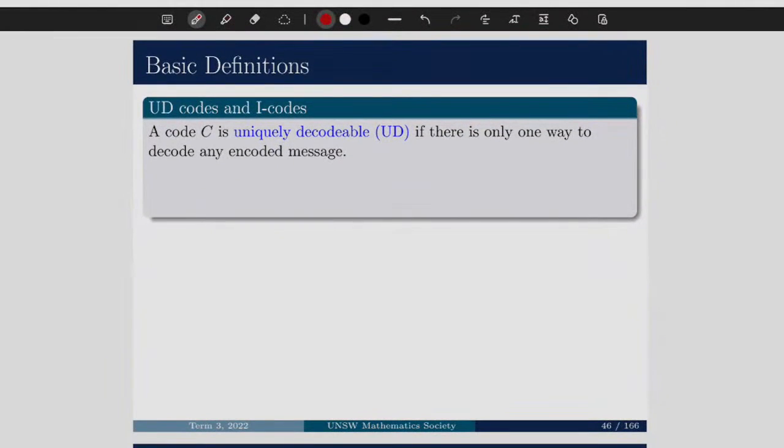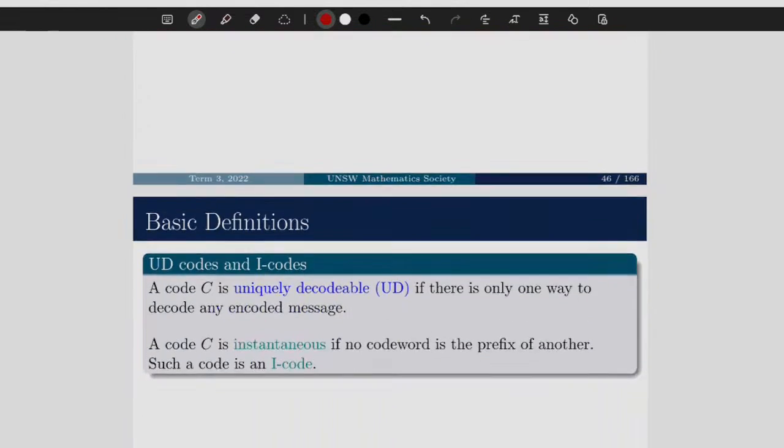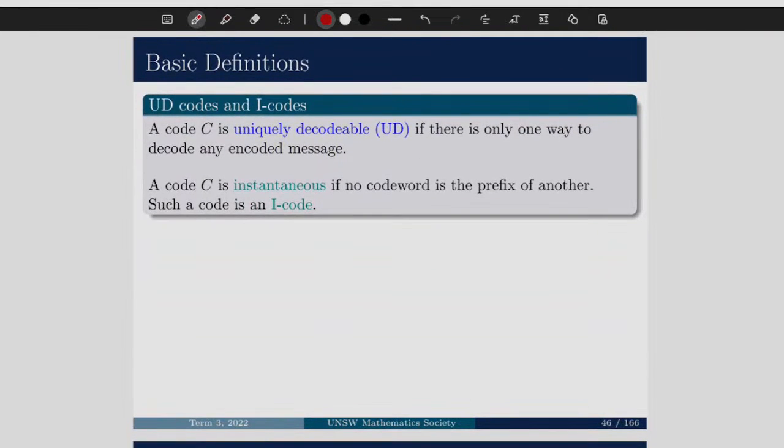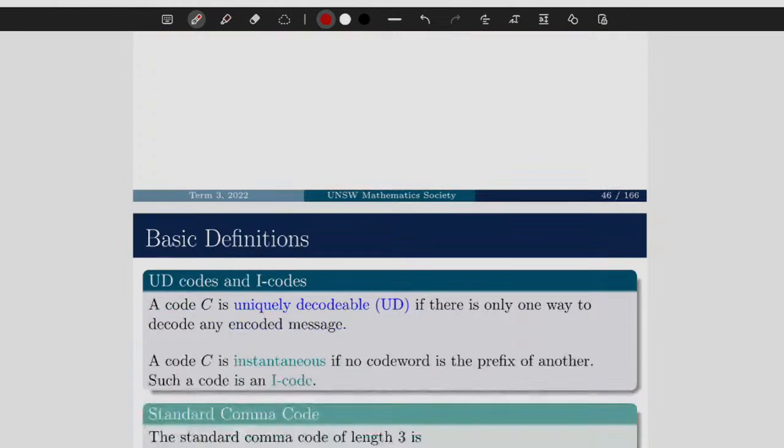But let's go through some very basic definitions. First of all, uniquely decodable codes. To be uniquely decodable, there is only one way to interpret a message. Instantaneous codes: instantaneous is an easy definition, and it's also easy to see. If a code word is a prefix of another, then it is not instantaneous. Cool, let's go through some examples here.